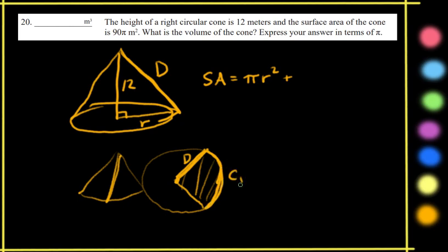Let's call that C1, I guess, circumference 1. That's going to be the circumference of the base of the cone. And then there's a C2, which is not just this section, but the whole thing, the whole circumference.